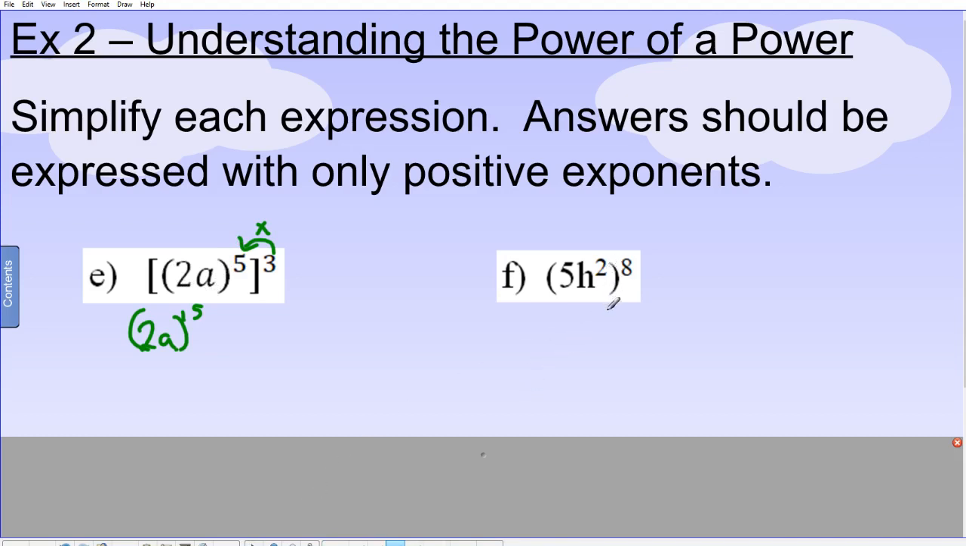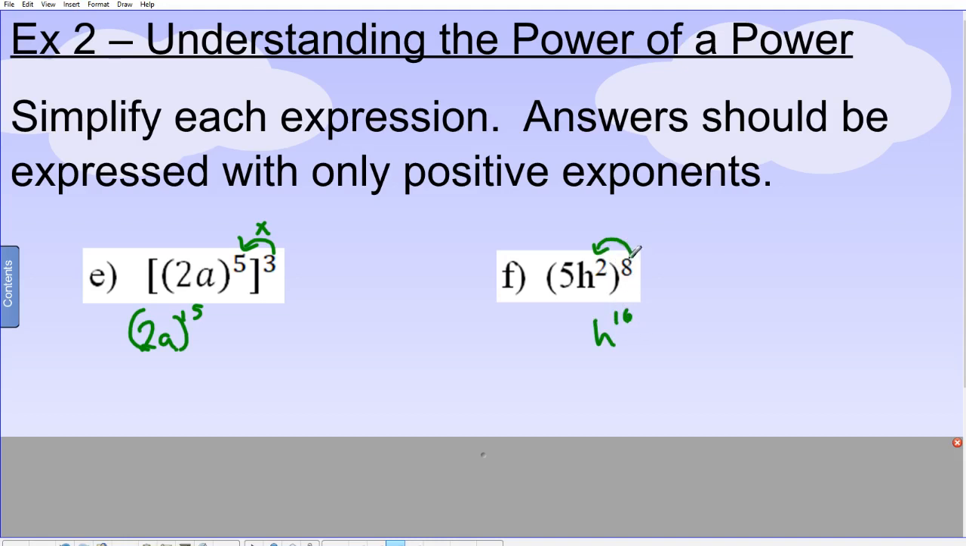Letter F. Now, I said this outside exponent is kind of like the distributive property. This will be an example of that. Check this out. I'm going to take the 8 and multiply by that 2. The outside exponent gets multiplied by the inside exponent. So that becomes h to the 16th power.